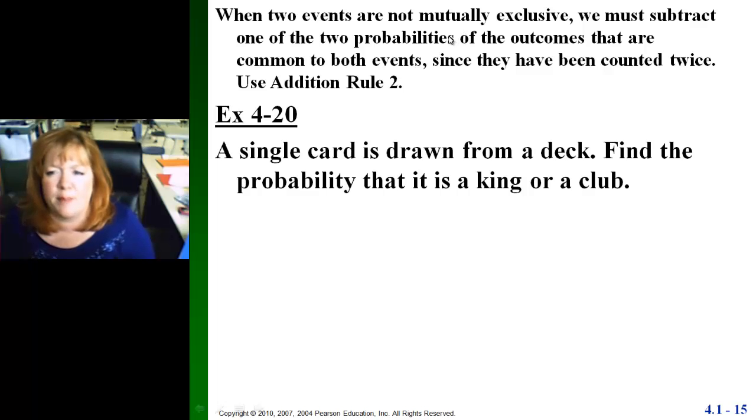So we must subtract one of the two probabilities of the outcome that are common to both events since they have been counted twice. A single card is drawn from a deck. Find the probability that it is a king or a club.